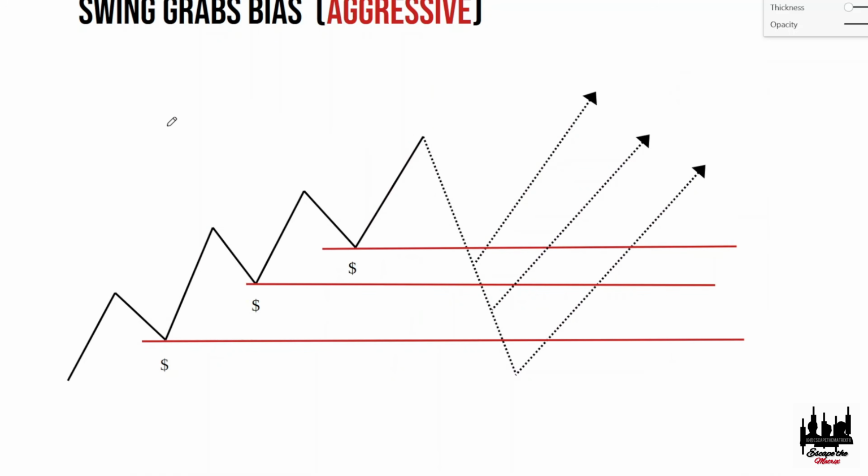So here we have our swing grab bias, and it's more of an aggressive approach. Why? Because it's more frequent. You can find 3, 4, 5 ways a day to find a bias. So what you do is you go on your higher time frame. When you're a scalper, your higher time frame is usually 15 minutes or 1 hour, and pushing it, you could use 45 minutes, you could use an hour and a half. That's really pushing it, right?